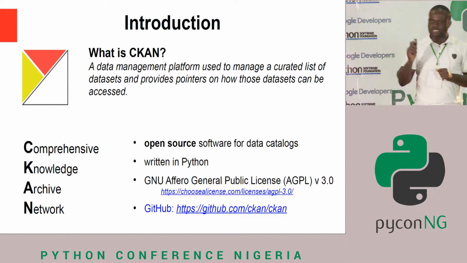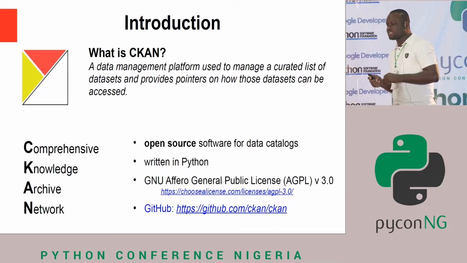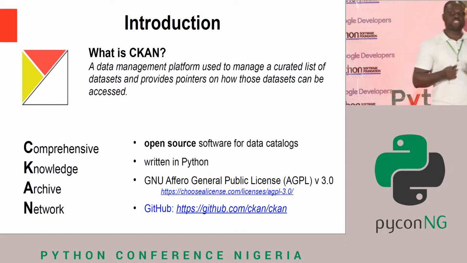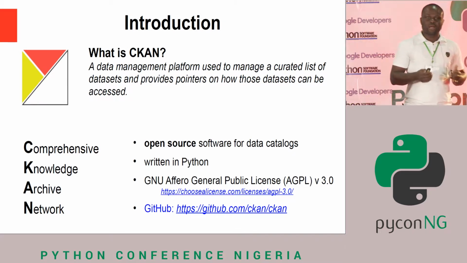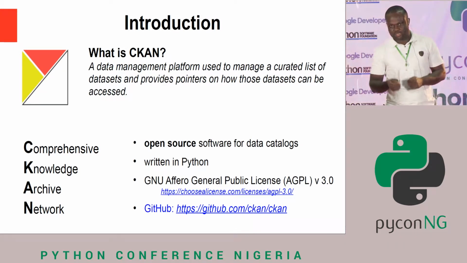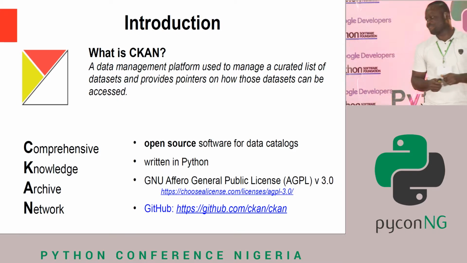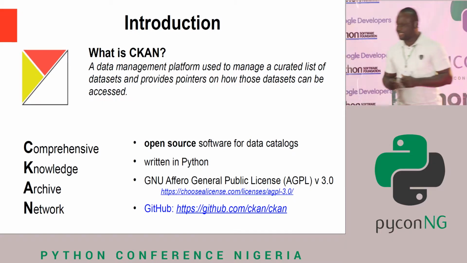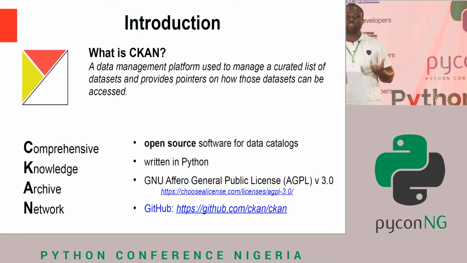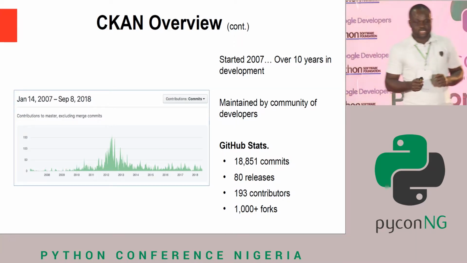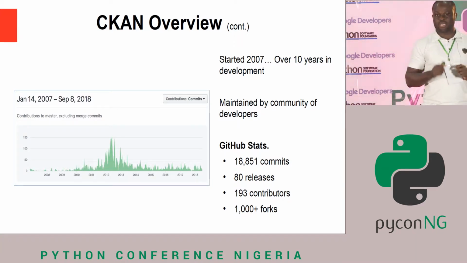CKAN as an acronym stands for Comprehensive Knowledge Archive Network, and data portals simply provide a curated list of data sets, and besides that, provide you with the means of actually accessing these data sets. CKAN is open source, which is nice, and it is written in Python, which is even nicer, right? It's released under the GNU license, and the code is readily available on GitHub, as you expect of an open source application. CKAN as a project started in 2007 and has been in active development ever since.